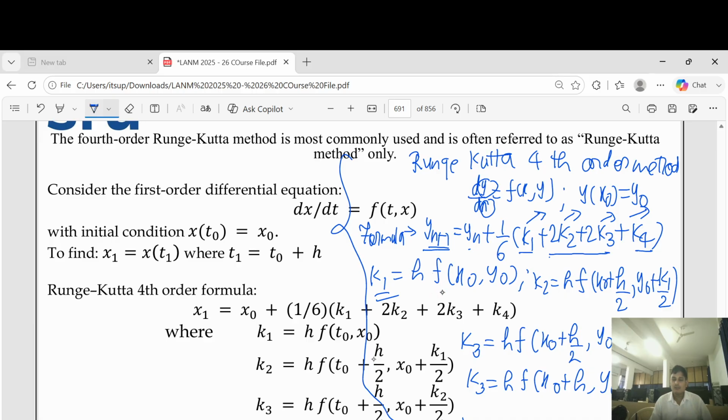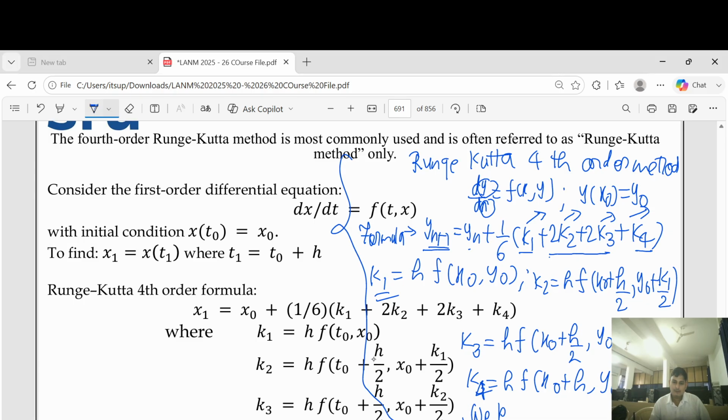So k1 is equal to h of f of x naught comma y naught. k2 is equal to h of f of x naught plus h by 2 comma y naught plus k1 by 2. k3 is equal to h of f of x naught plus h by 2 comma y naught plus k2 by 2. k4 is h of f of x naught plus h comma y naught plus k3. If you apply this formula, we put in all the values.